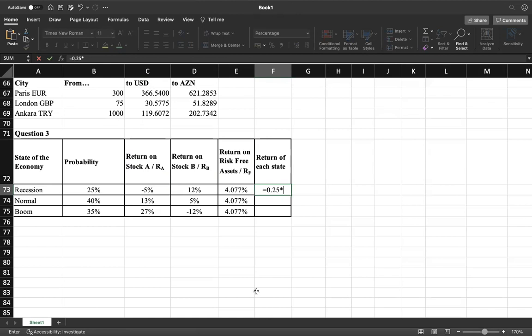0.25 times return of stock A plus 0.5 times return of stock B plus 0.25 times return of risk-free asset. $577, $677, and $177.